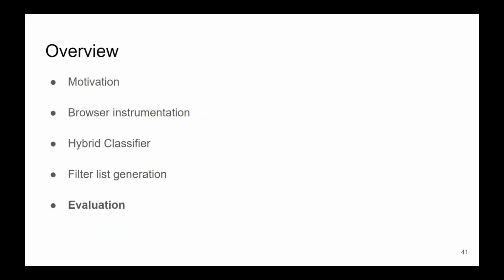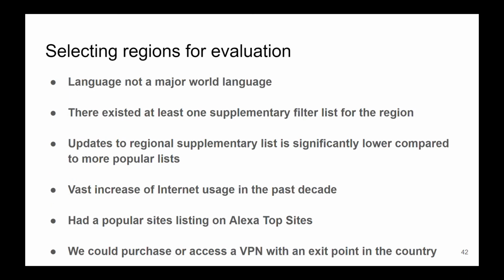So with that, I conclude the filter list generation part of the talk, and I will now talk about the evaluation that we did on 3 underserved regions. So the first thing that we had to do was that we had to select which regions we were going to use for evaluation. And we set up some criteria for it. One was that the language should not be a major world language, because if it's a major world language, most likely you have good enough supplementary filter lists. There should exist at least one supplementary filter list for the region, so we had something to compare against.